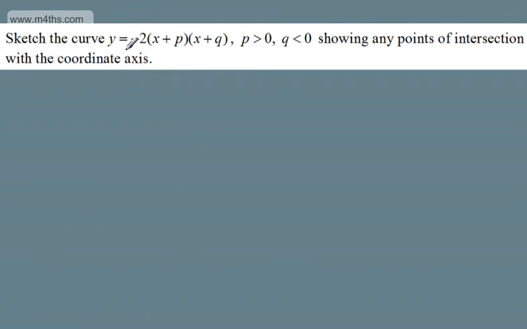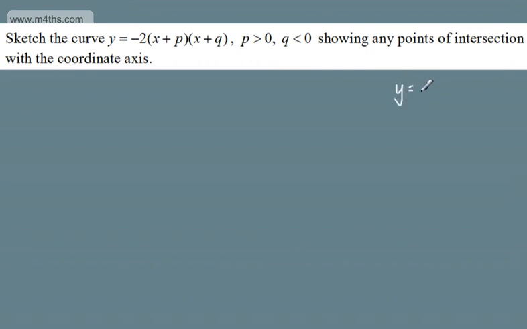We can see points of intersection with the coordinate axis. When y is equal to 0, we will find where it crosses the x-axis, and when x is equal to 0, where it crosses the y-axis. Often with these types of questions, taking numeric values for p and q allows us to get some idea of what this graph will look like. p is bigger than 0, q is going to be less than 0. So let's look at an example of this.